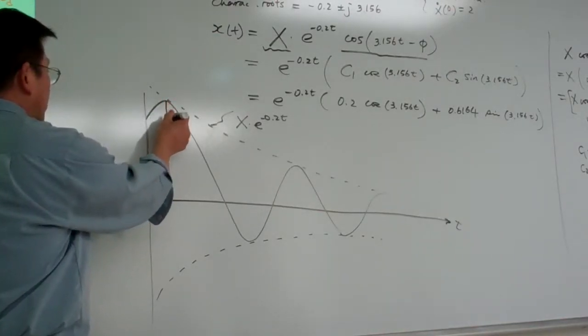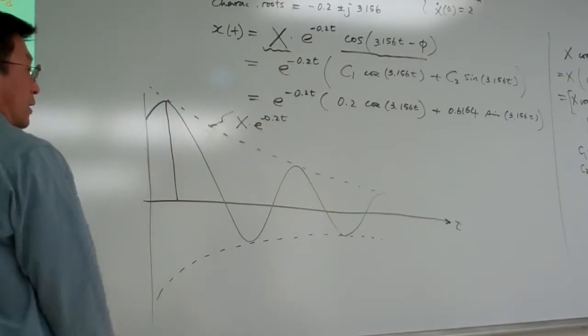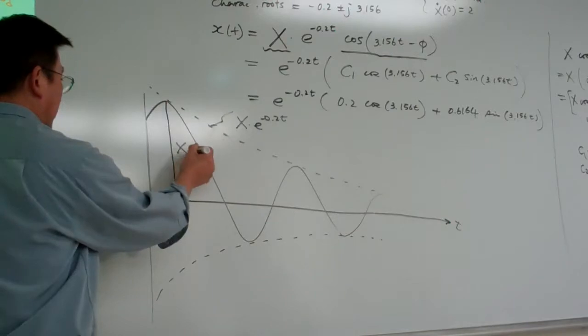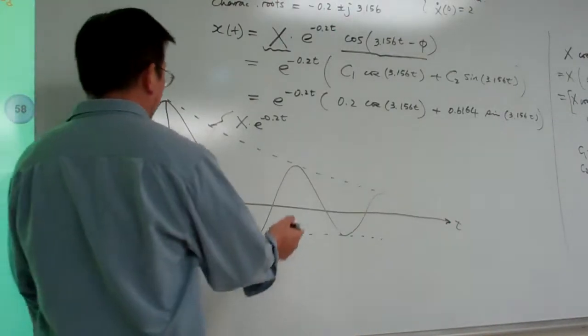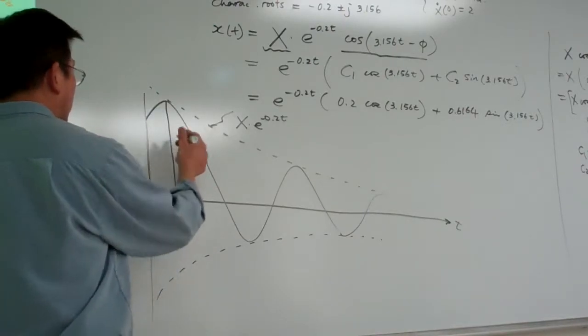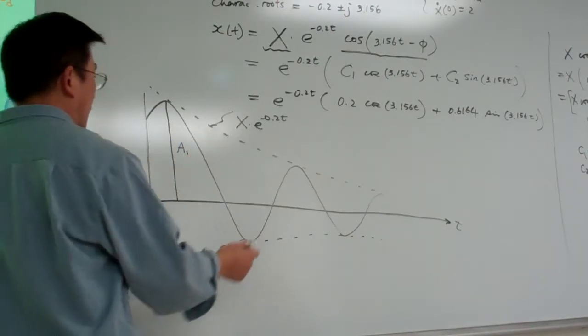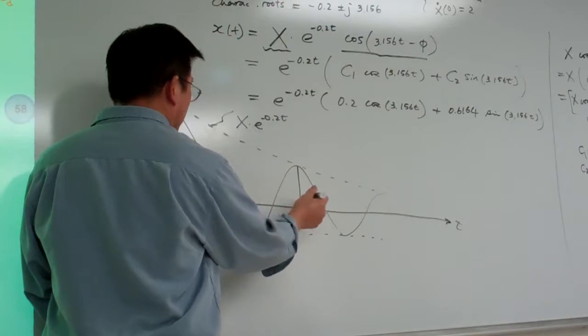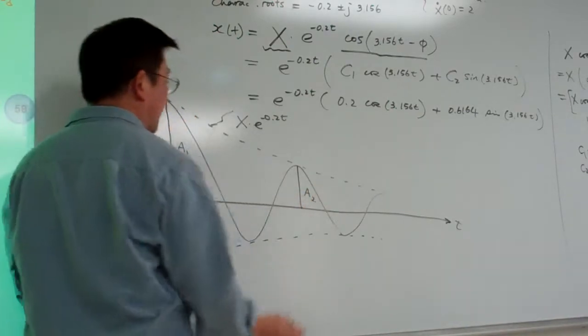This is the first amplitude. Let me call it x1. How about this? Let me just change the symbols. So this is the amplitude, and let me call it A1. This is the amplitude here, and let me call it A2 here.